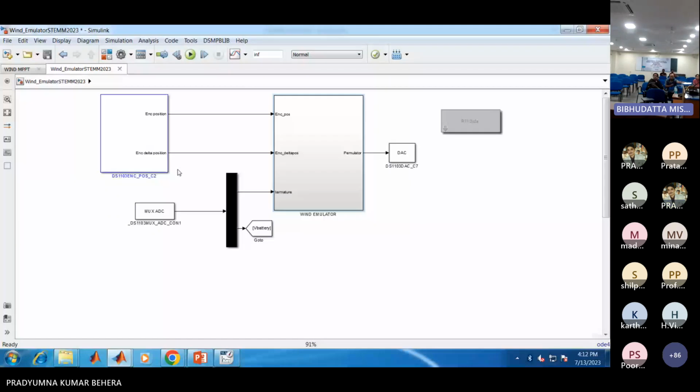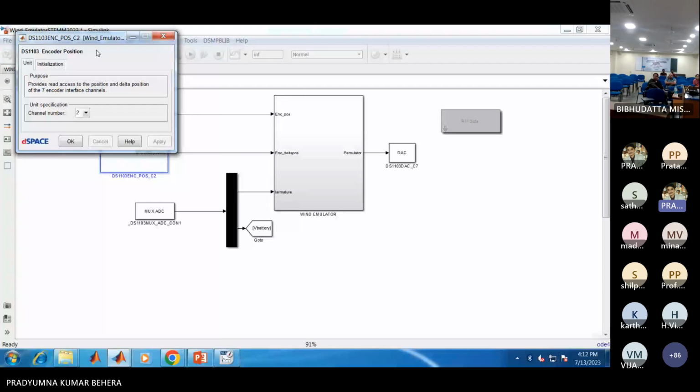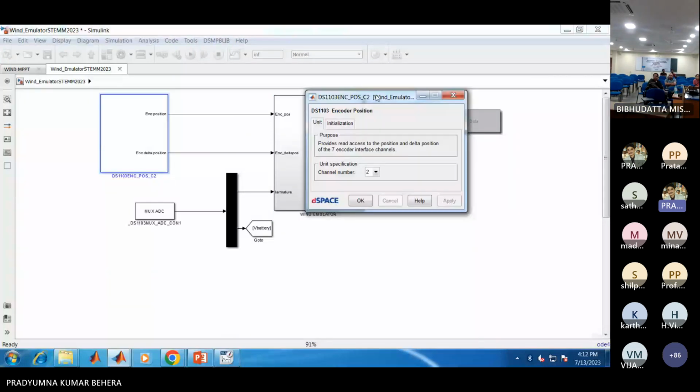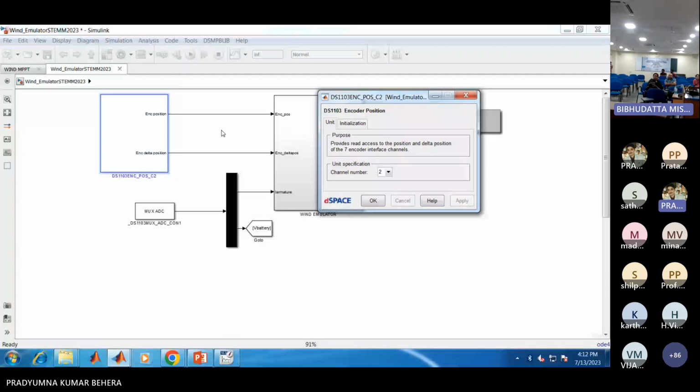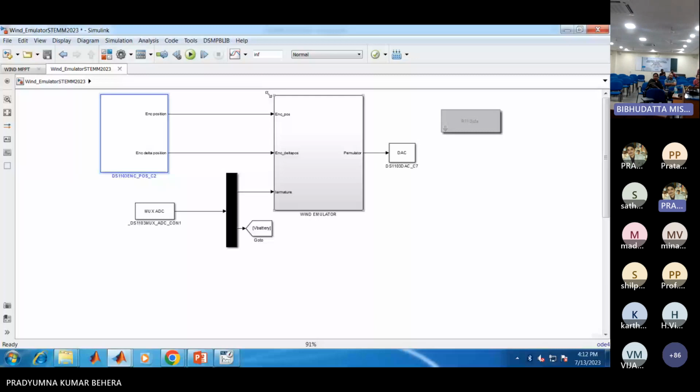This block is the encoder interface of the wind turbine emulator. It reads the encoder position and the encoder delta position. Encoder delta position is d theta upon dt, which represents the speed of the rotor. These two are input to this subsystem, and the armature current is sensed through the multiplex channel, channel number 1 of the DSpace control board.